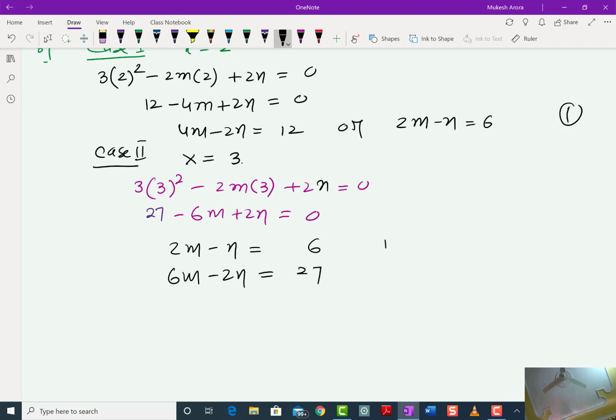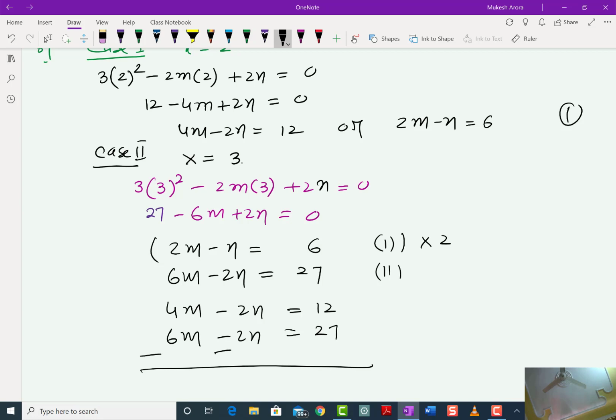This is equation 1, this is equation 2. Multiplying equation 1 by 2, this will be 4m minus 2n is equal to 12. And 6m minus 2n is equal to minus 27. Minus plus minus, this is cancelled. This will be 2m is equal to minus 15, so m is equal to 15 by 2. This is our first answer.